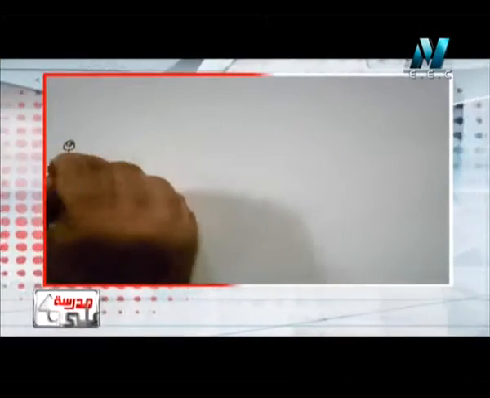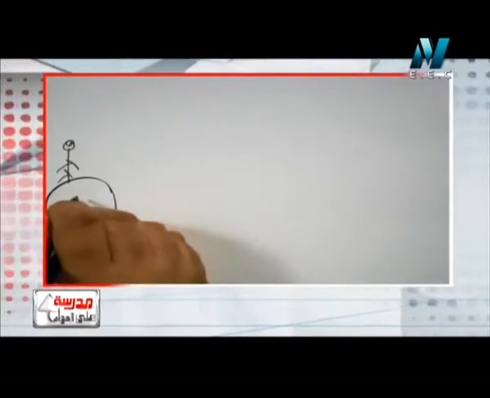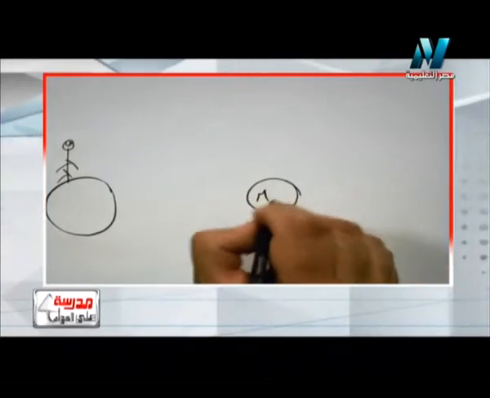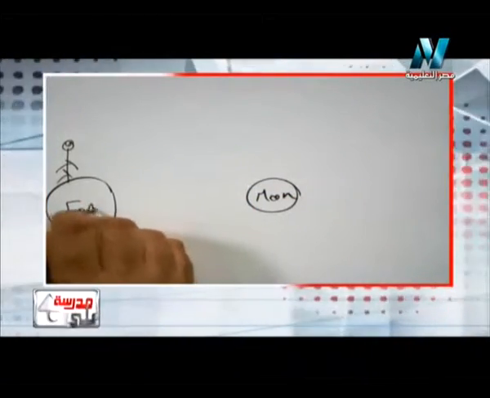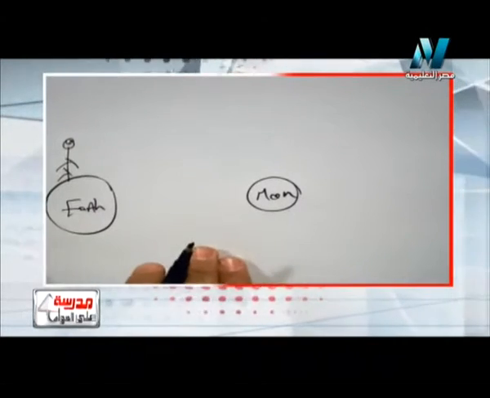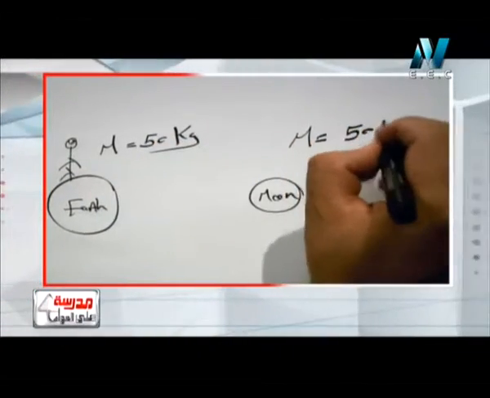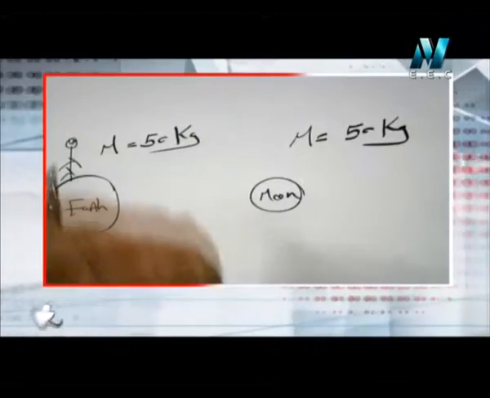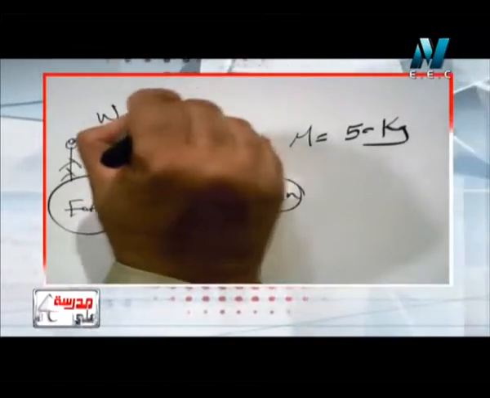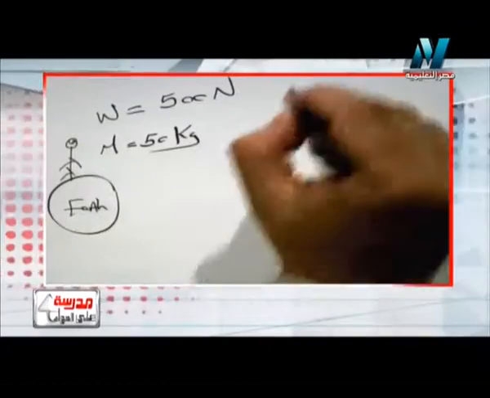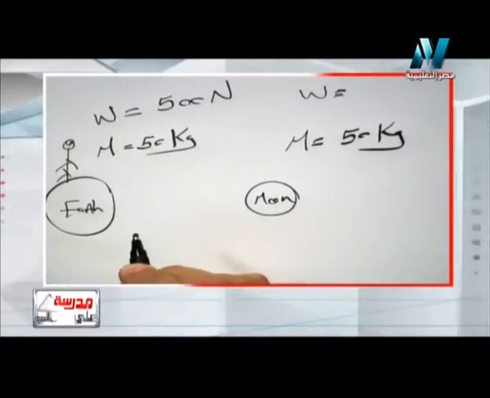Imagine that, Mr. Yasser, with me. I have a person here on the earth. Okay, let's draw together. I have a person here, and this person traveled to the moon. We said that mass doesn't change. Okay, Mr. Yasser, if the mass here is 50 kilogram, the mass here equals 50 kilogram. What about weight? If the weight here is 500 Newton, will the weight here be the same? No, I think it's different.